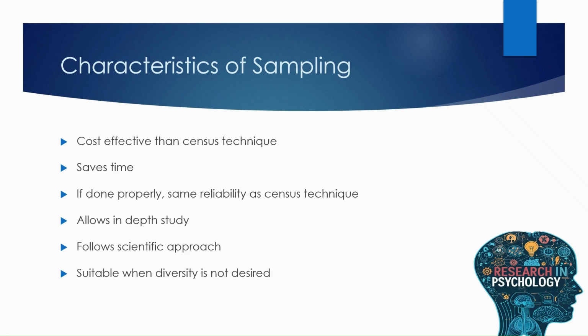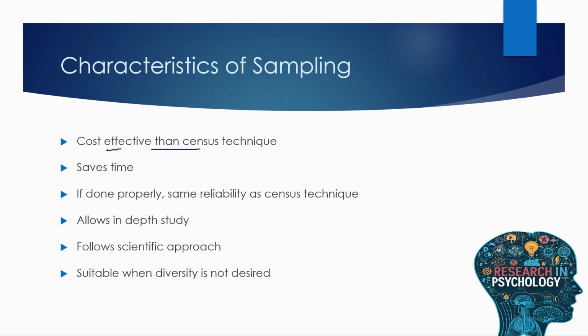What are the characteristics of sampling? So we know that sampling is more cost effective than the census technique. So what is the census technique? The census technique is the study wherein you would be performing your study on every single individual of the population. You will not be choosing any sample. You will be simply conducting the study on every individual in the population. Right? So that would take lots of money, lots of time, lots of resources for you to pull it off.